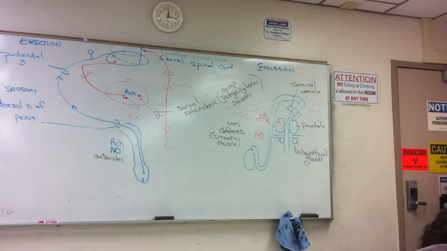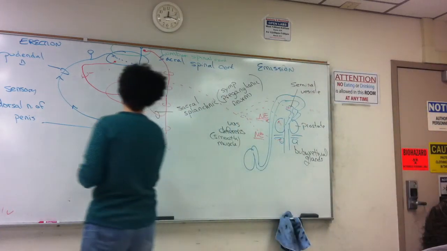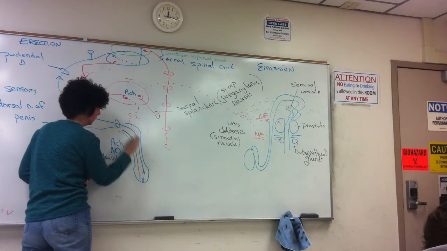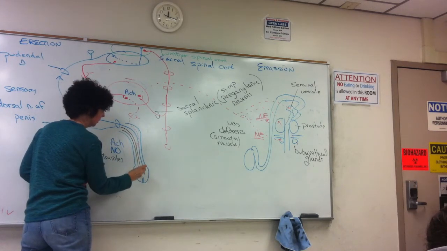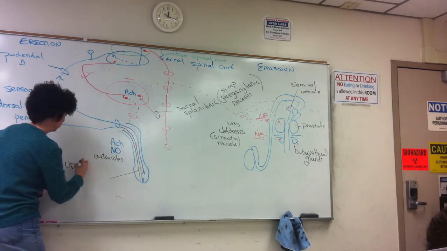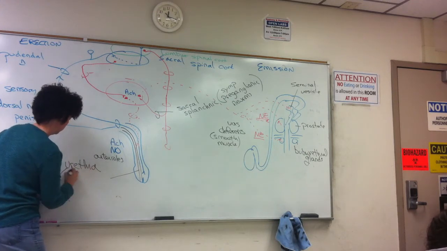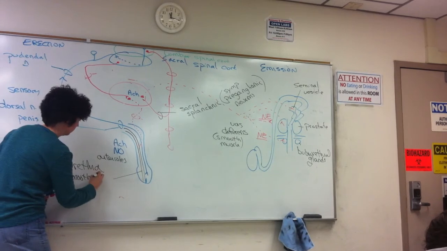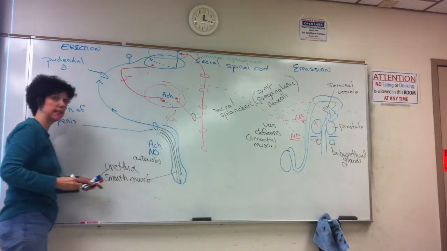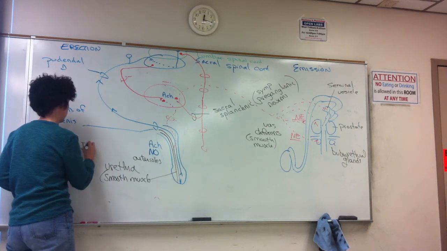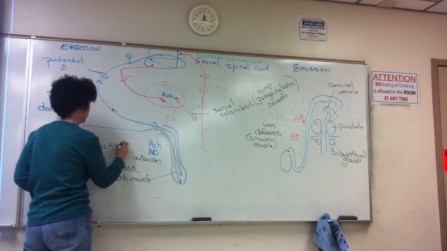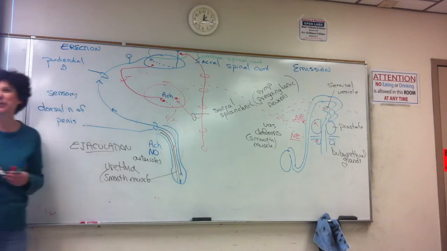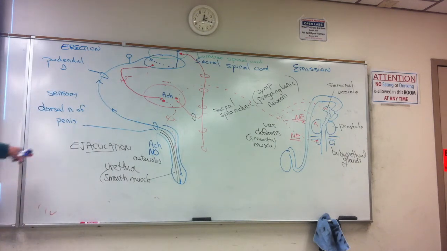So not only are these nerves going to the arterioles in the penis, but they are going to go to the smooth muscle of the urethra. So I will draw that in. Peristalsis of these muscles leads to the movement of the semen, the prostatic fluid, the seminal vesicle fluid, and the sperm as ejaculation.